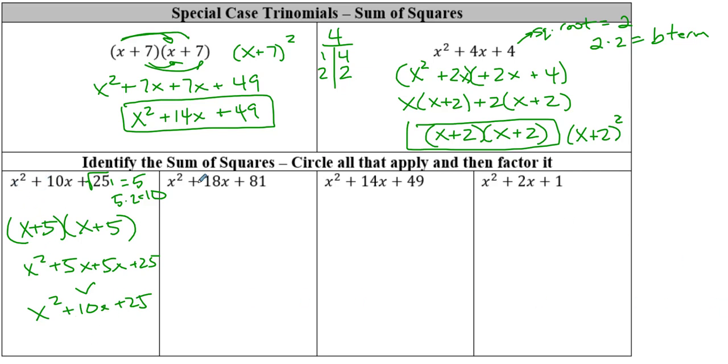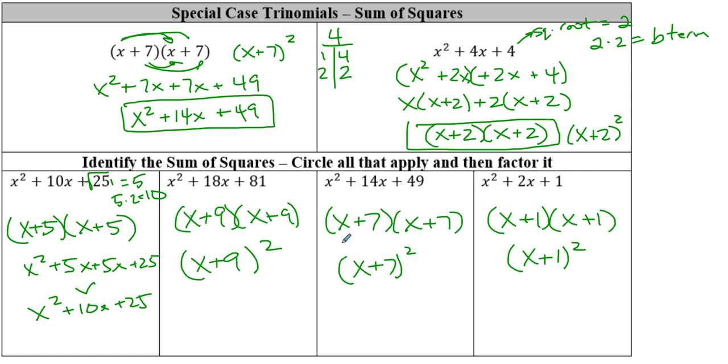So pause the video, check these other three, and see if these are sum of squares, and if they are, then go ahead and factor them out. All right, fantastic. You notice that all of them were sum of squares, right? Square root of 81 is 9. 9 times 2 is 18. Boom, we can write it down just like that.